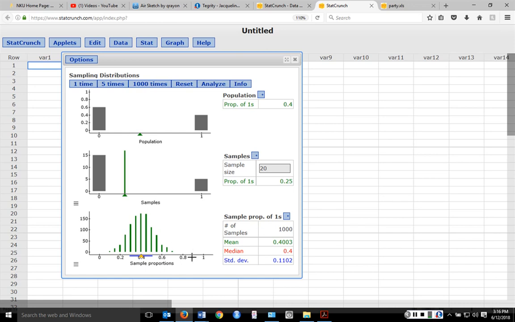And I also got my mean, my median, and my standard deviation. So this time my mean was 0.4003. My median was still 0.4. And my standard deviation is smaller. It's 0.1102. We'll actually see that our graph is less spread out. That's why our standard deviation is smaller.